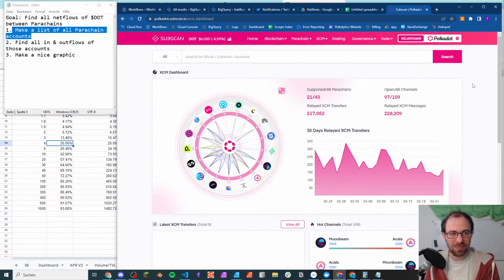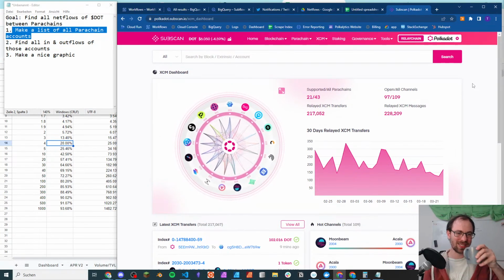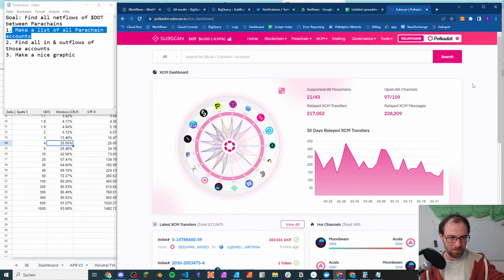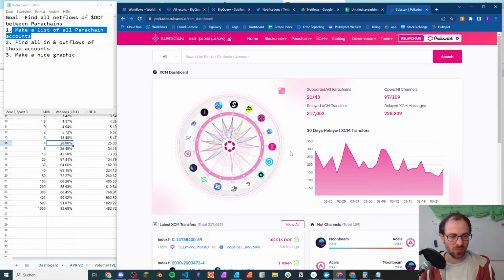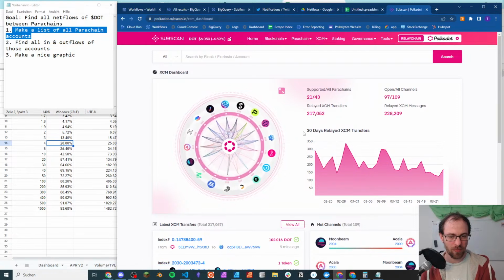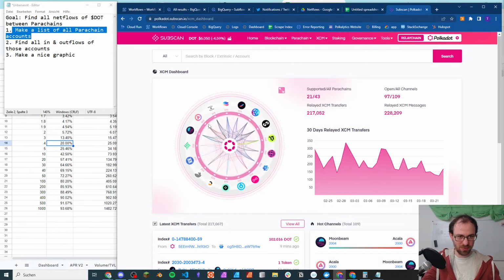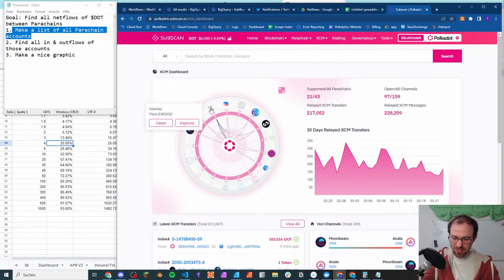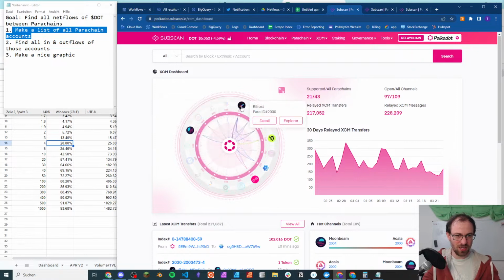Let's look at the XCM dashboard first. Let's look at the Parachains and how many XCM they are holding. So these are the Parachains that are active in XCM activity, and maybe we're going to start with these ones today. How do we do this? Maybe we hold this thing, and I'm going to open a tab for each of those. So we're starting with Interlay, Parallel, Bifrost.